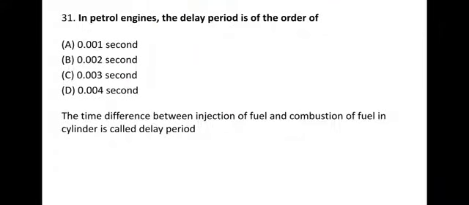Next question. In a petrol engine, the delay period is of the order, and the answer is 0.001 second. First of all, we will understand the delay period. It is the time difference between the injection of fuel and the combustion of fuel in a cylinder. The fuel will take some time to burn, and that time is equal to 0.001 second, and it is known as the delay period. Immediately it is not burned, though the time is very small, it takes some time, equal to 0.001 second.